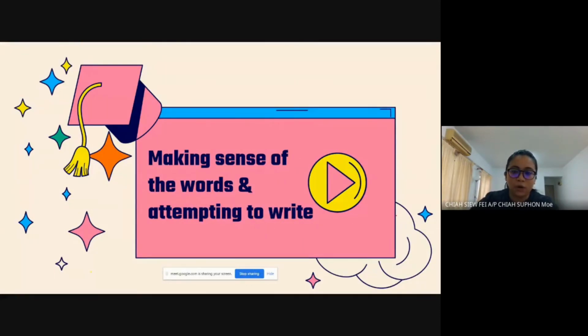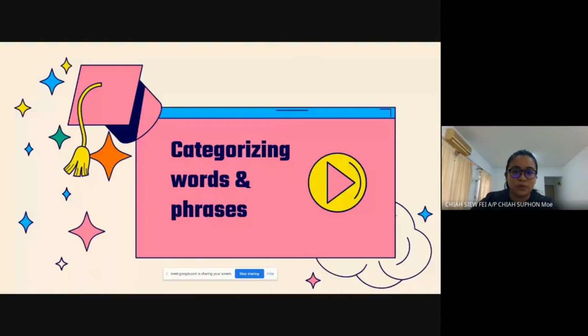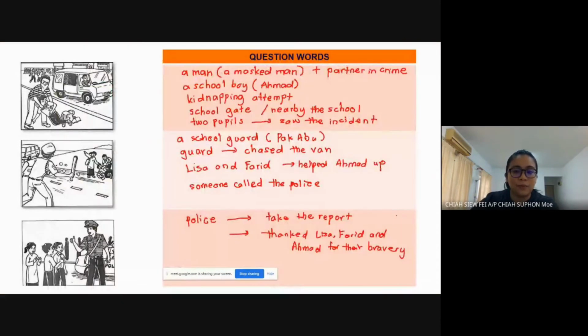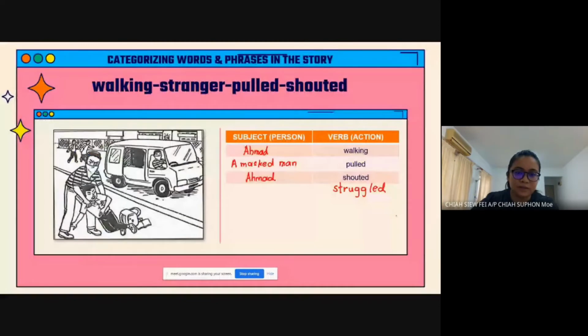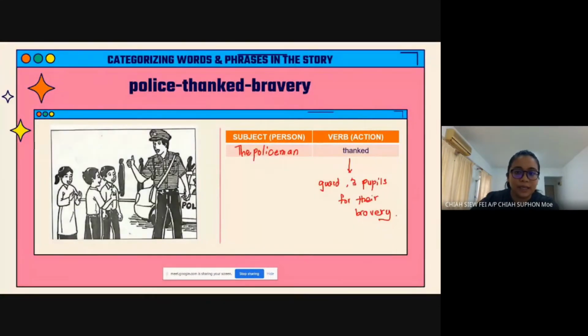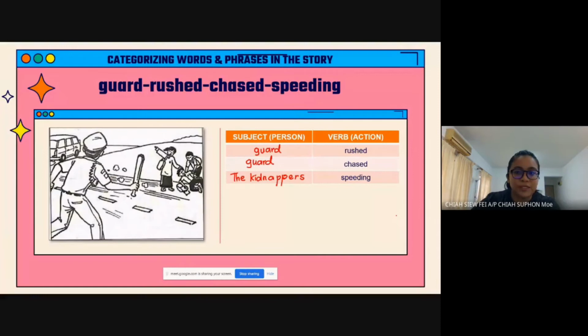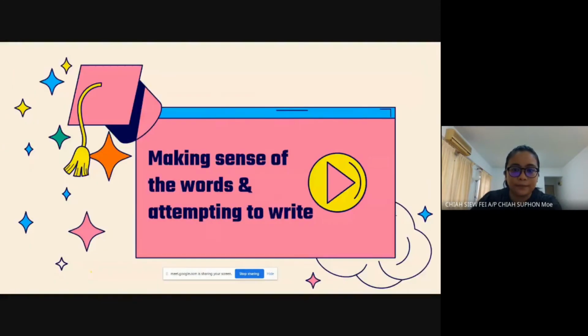Okay, so all these exercises that we do just now, you can do the same when you are doing your exam. It's very important, okay? Because usually when I mark my students' papers, I notice that you are a bit confused about the person doing the action. Who is the person rushing, who is the person chasing, and who is being chased. All that we have to outline like this so that you will understand your story and you will know what to write. Okay, so making sense.